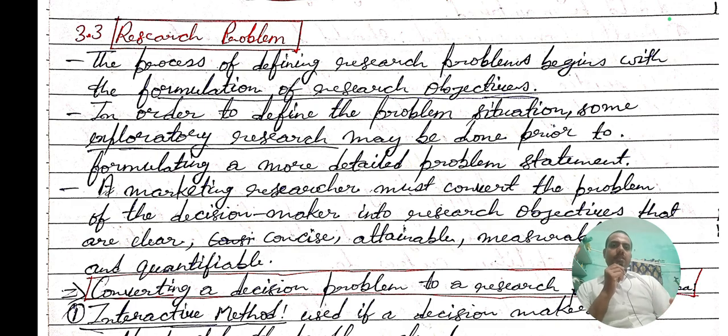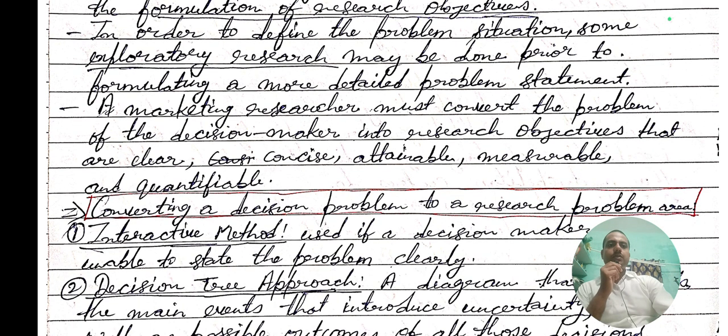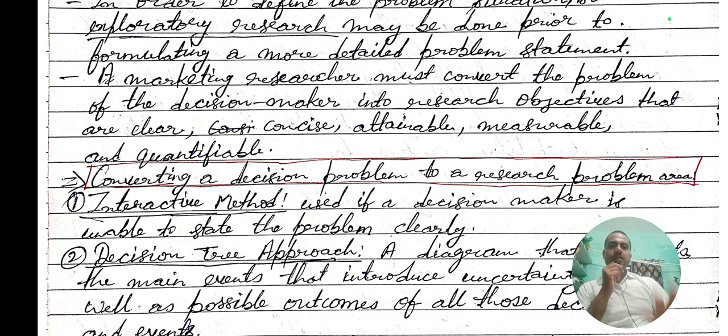Then the second step is, in order to define the problem situation, some exploratory research may be done prior to formulating a more detailed problem statement. A marketing researcher must convert the problem of the decision maker into research objectives that are clear, concise, attainable, measurable, and quantifiable. So, converting a decision problem to a marketing research problem area.